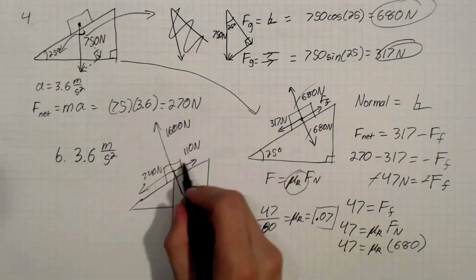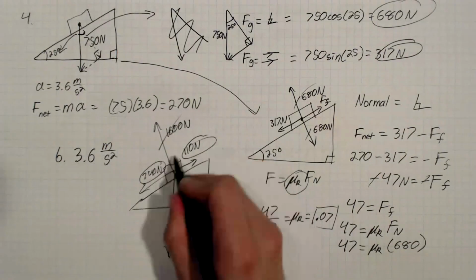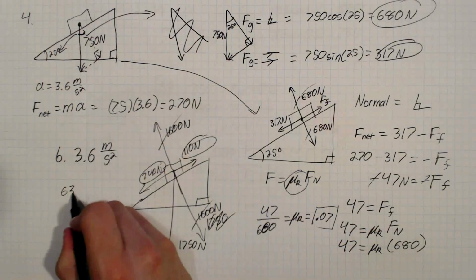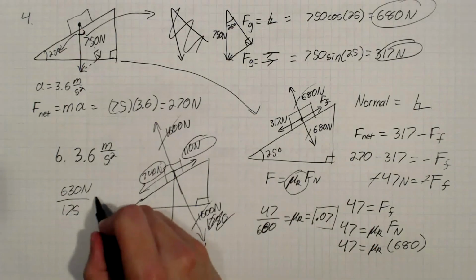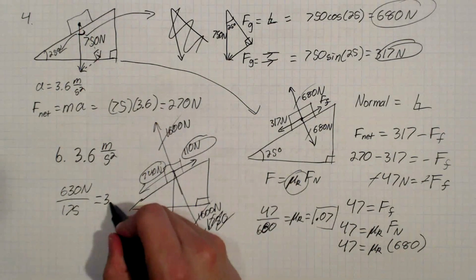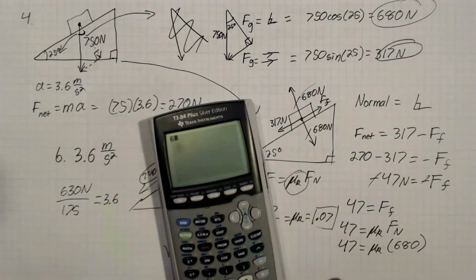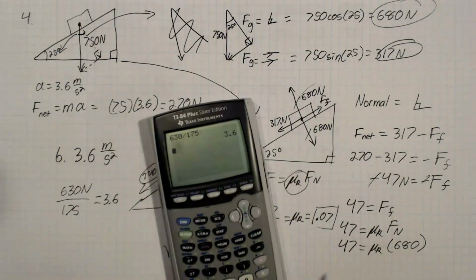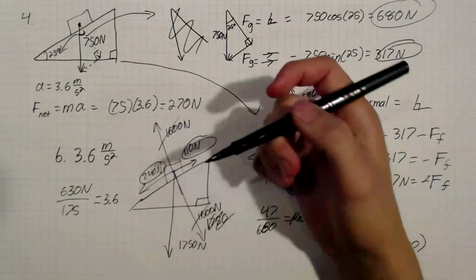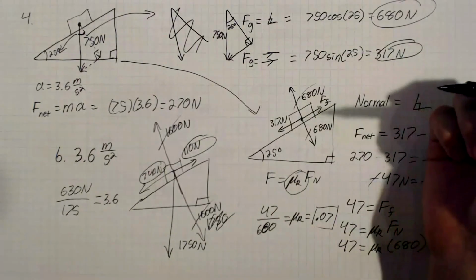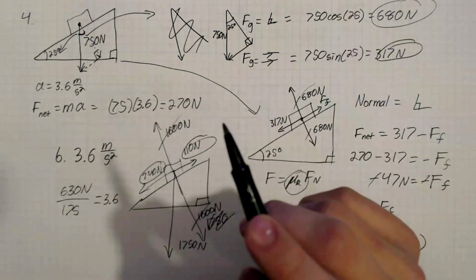You subtract these to get your net force because this cancels. So you subtract these two to get your net force, which turns out to be 630 newtons. You divide by 175, and you should get 3.6. Let's check that real quick just to make sure I did that all right. So 630 divided by 175 is 3.6 exactly. So that just goes to show that if you slide two objects down a ramp, they're going to experience the same acceleration as long as the coefficient of friction is the same, and the angle is the same.